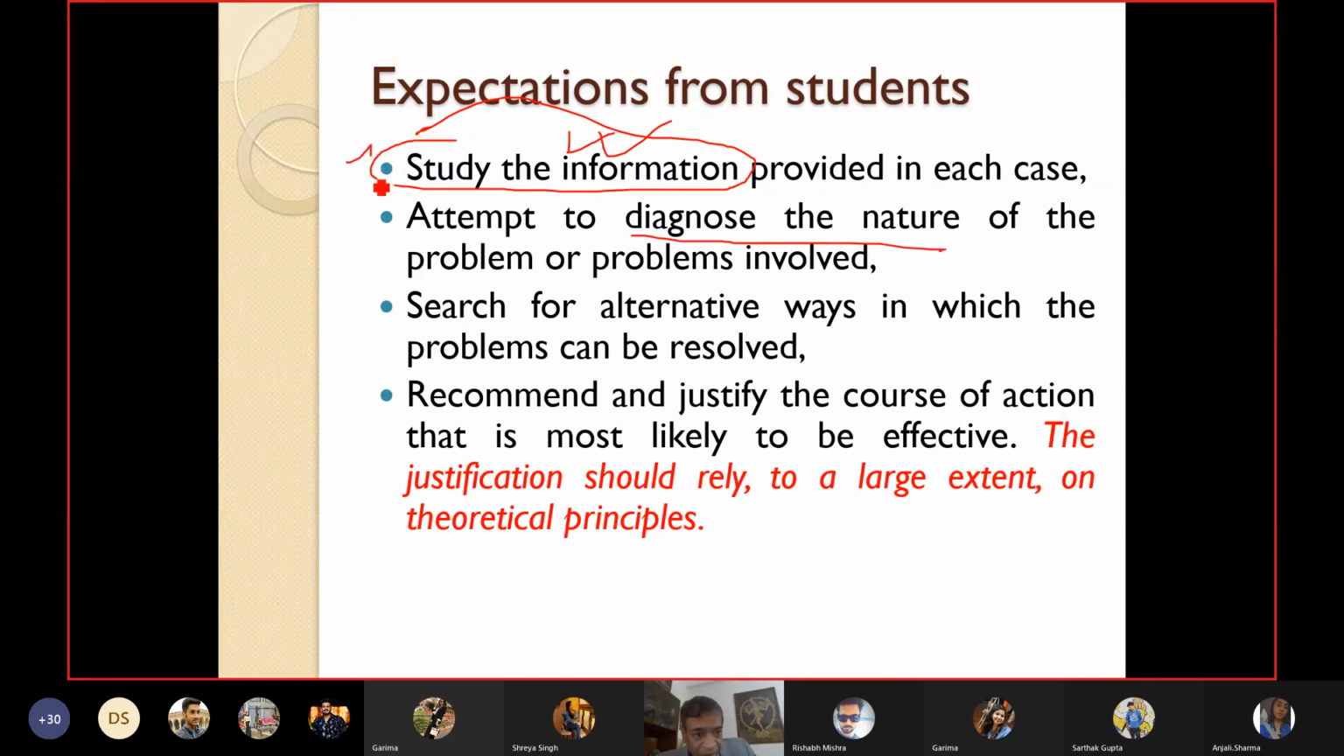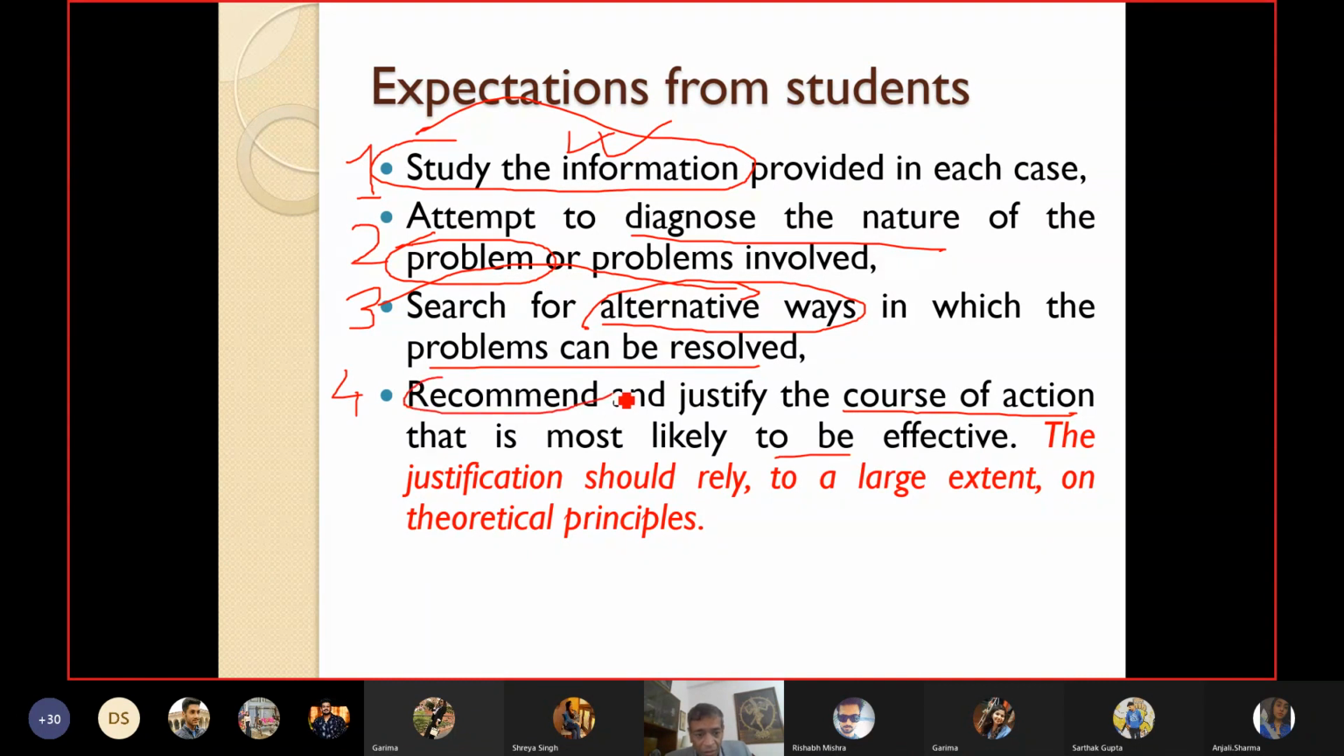So, first, read the case. Second, diagnose what is the problem. What is the case study referring to? A problem which a company or a firm goes through. Then, thirdly, have a group discussion and search for alternative ways. Yeah, this is point three. Search for ways to resolve the problem. And then, lastly, recommend and justify the course of action which is likely to be most effective.